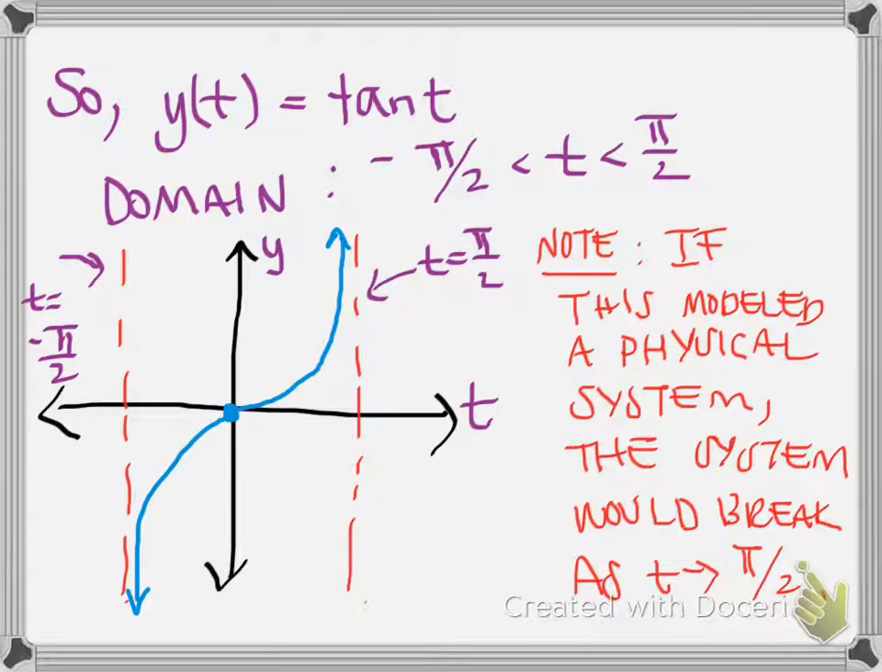All right, so you have the answer. y of t equals tangent t is what you should have gotten. And if you recall, the domain for tangent is from negative pi over 2 to pi over 2. And so we have our solution here with this shape. Notice as t goes to pi over 2, it blows up to infinity, right? I just want to make a note here: if this model is a physical system, the system would break as t goes to pi over 2.